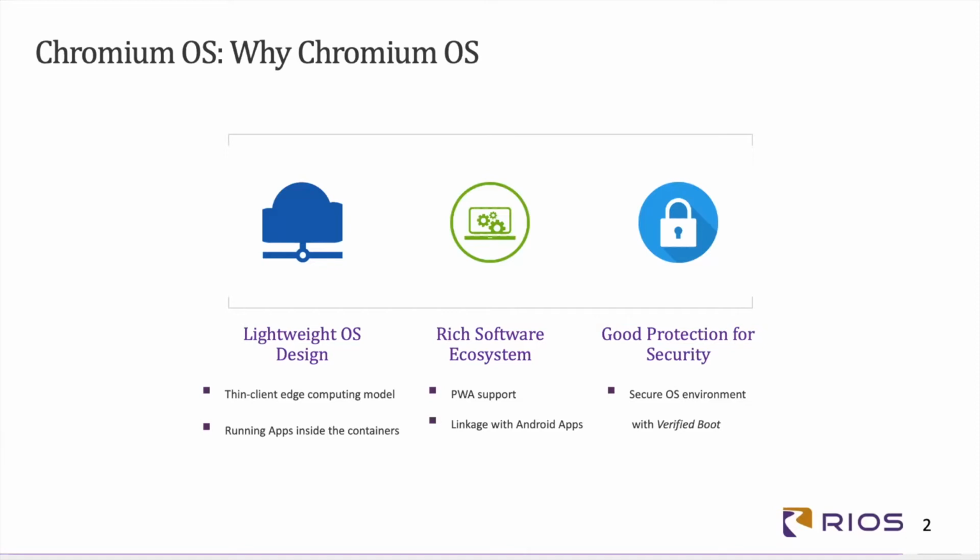The user can simply access the virtual desktop and access the apps. Apart from this, Chrome OS also has links with the Android system, indicating a linkage between the Android apps and Chrome OS. And thirdly, Chrome OS has a great feature for security protection. A verified boot module is contained in the Chrome OS firmware. And we are also trying to port these features to RISC-V.